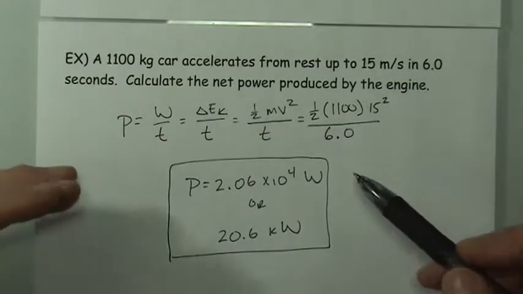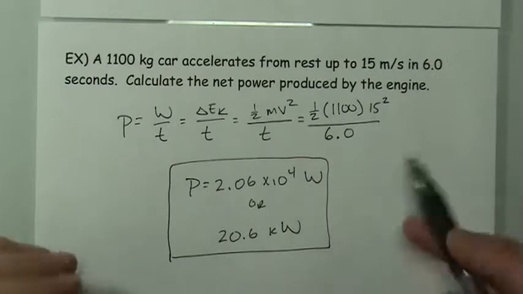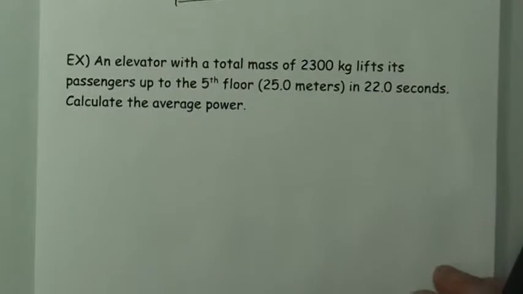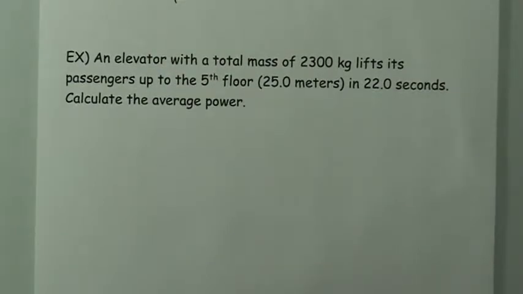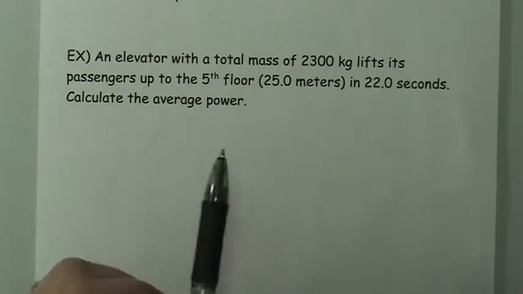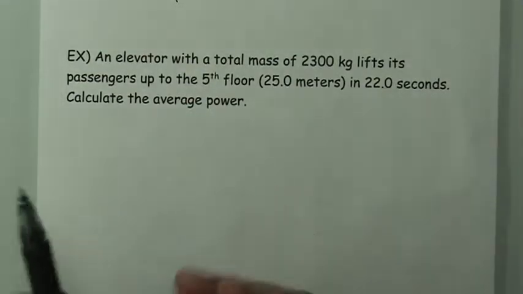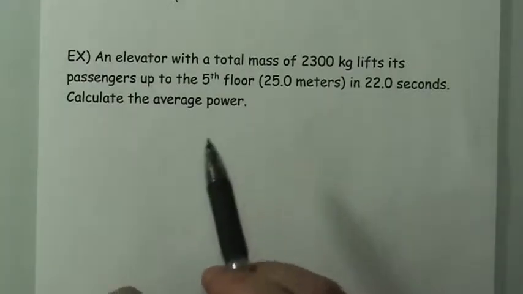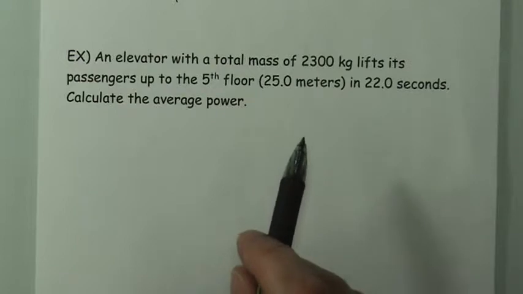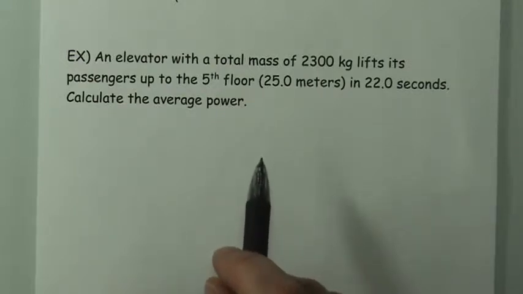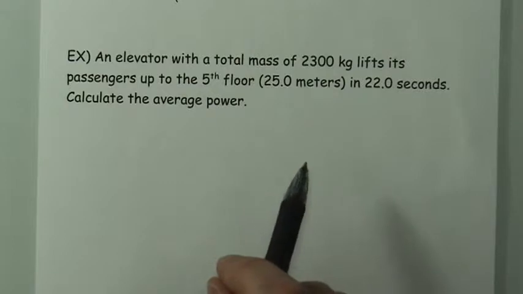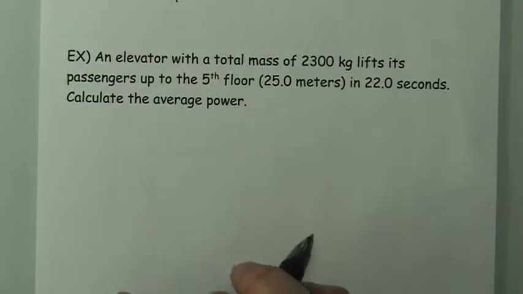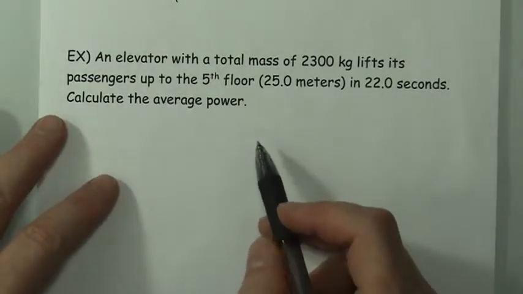So that was an example of the work was actually in the form of changing the kinetic energy. Let's take a look at a similar example, but instead of changing it into kinetic energy, we're going to change into potential energy. So let's assume that we have an elevator that has a total mass of 2,300 kilograms, the elevator itself plus its passengers, and it lifts the passengers up to the 5th floor, which is 25 meters above their initial starting position, and it takes 22 seconds. So in this case, we'll calculate the average amount of power. Again, we don't know anything about the losses or any inefficiencies of this, so all we can really do is just calculate the average power.